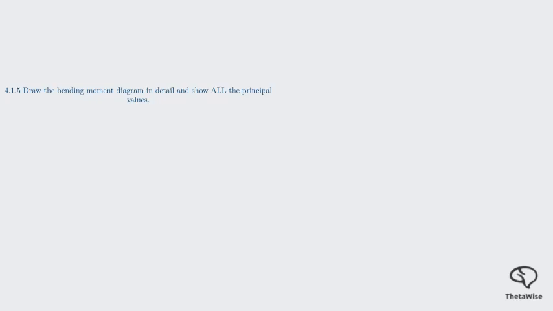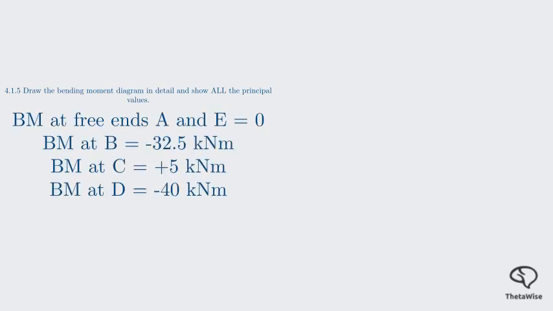We've already calculated the moments at 3 crucial points, B, C, and D. Let's recap them along with the boundary conditions. For a beam that overhangs on both ends, the bending moment at the free ends must be 0. So BM at A is 0 and BM at E is 0. We found BM at B is negative 32.5 kNm. BM at C is positive 5 kNm, and BM at D is negative 40 kNm.